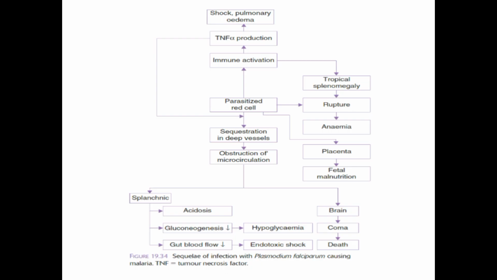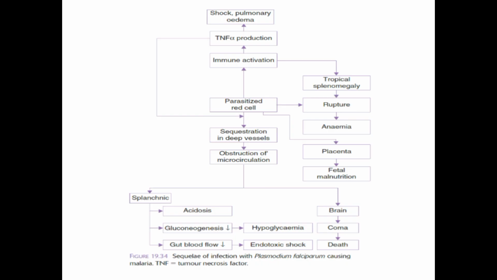Parasitized red cells activate the immune system. This will activate tumor necrosis factor production, and this can lead to shock or even pulmonary edema. Also, activation of the immune system can lead to tropical splenomegaly because of sequestration of the infected RBCs. Tropical splenomegaly can rupture, or this tropical splenomegaly will sequester the RBCs and lead to anemia. Also, parasitized red cells can go to the placenta and can lead to fetal malnutrition.